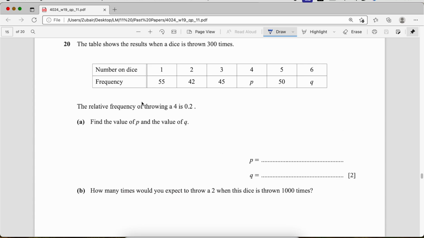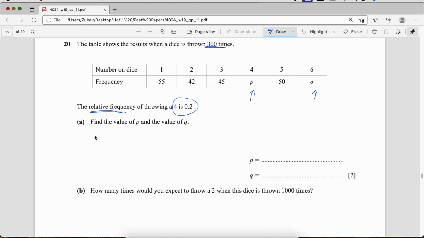Question number 20. The table shows the results when a dice is thrown 300 times. So number on dice 1, 2, 3, 4, 5, 6. Frequency is this. P is unknown. Q is unknown. Other values are given. The relative frequency, also known as probability, of throwing a 4 is 0.2. So find the values of P and Q. So getting a 4, probability is 0.2.